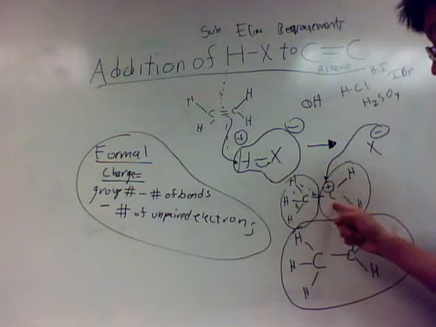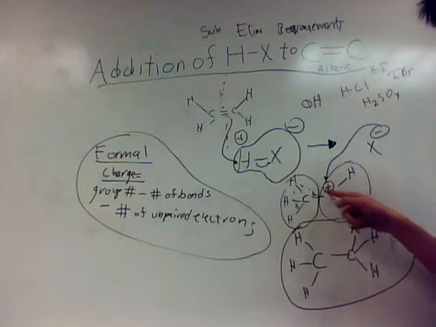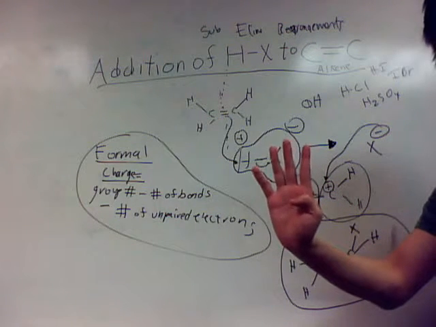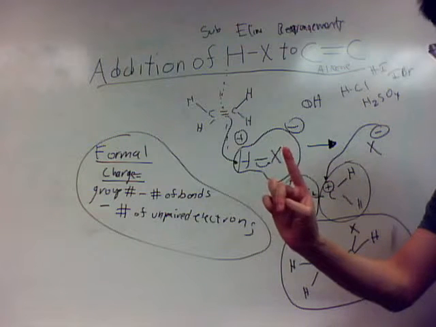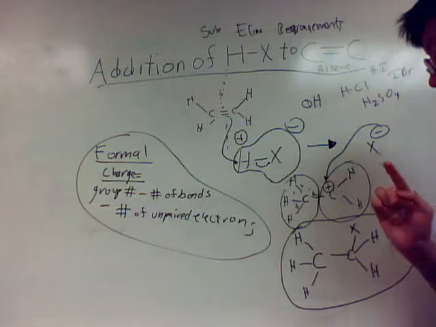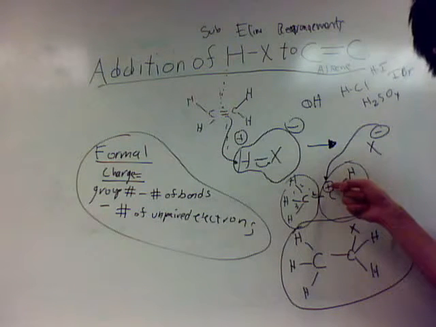This side is different. This carbon is bonded to 3, has 3 lines. So it's 4 minus the number of bonds, 1, 2, 3, minus the number of unpaired electrons. It doesn't have any, which means it has a formal charge of positive 1.